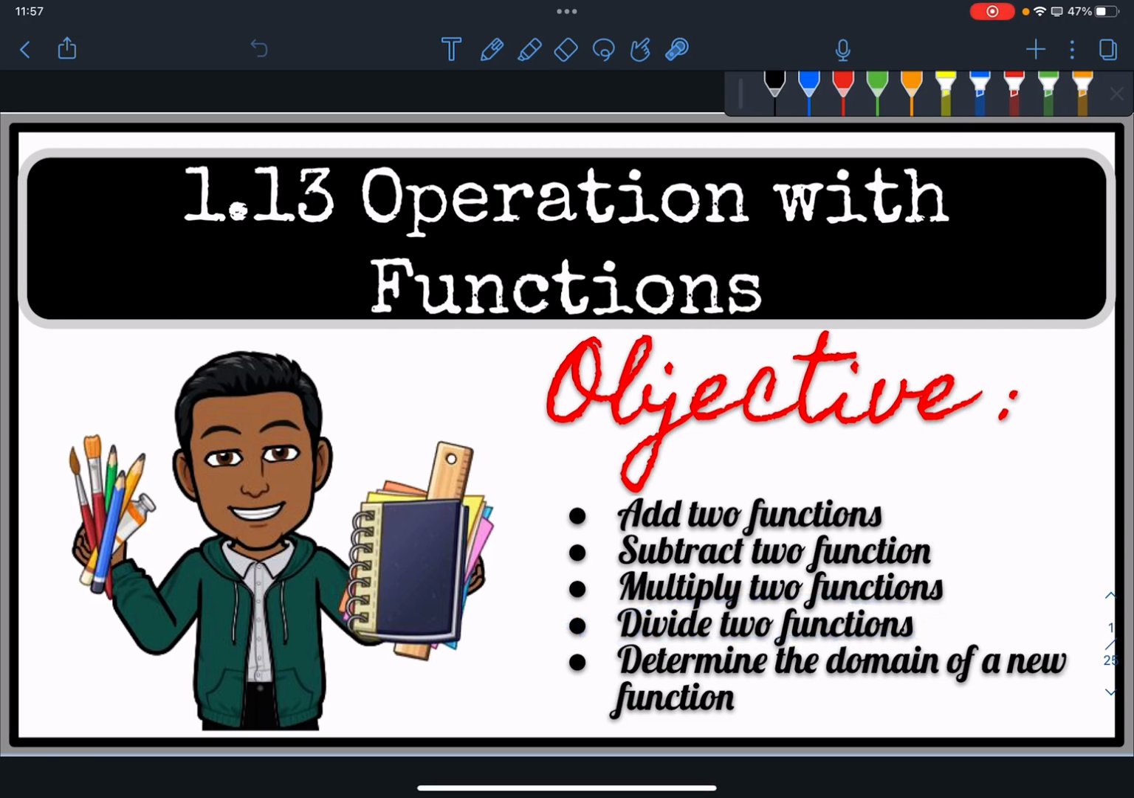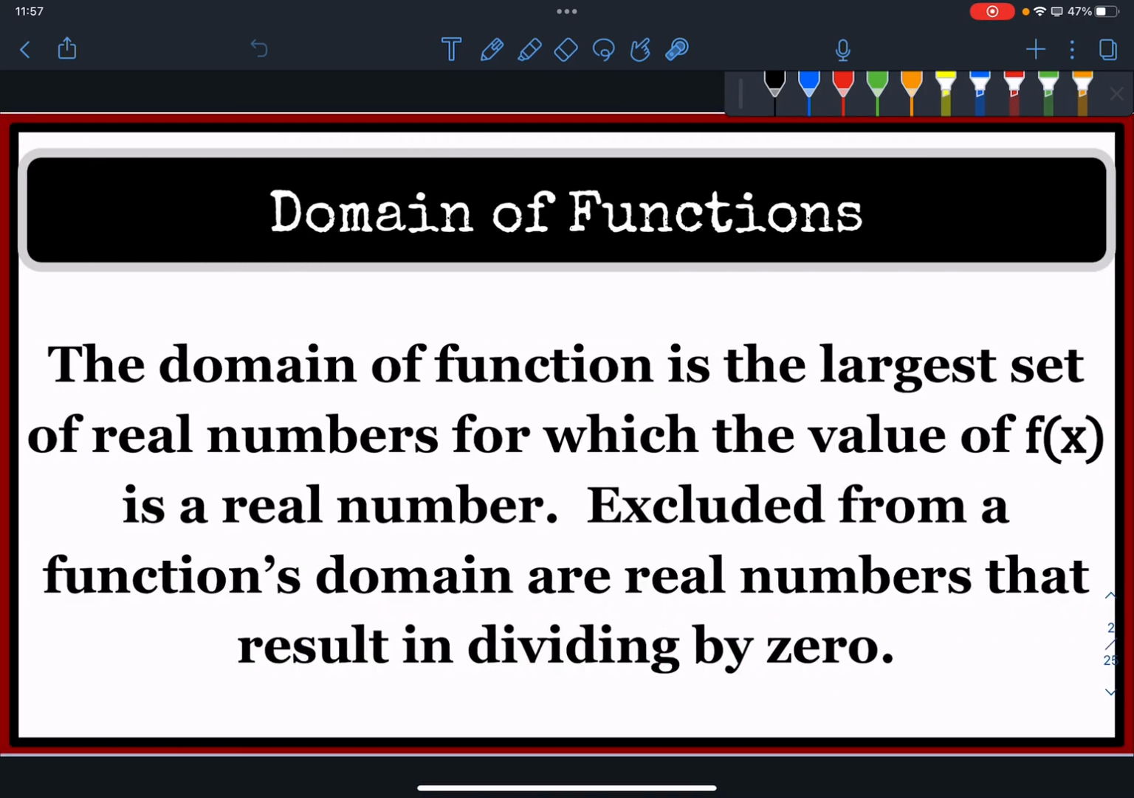So let's start by first reviewing how to get the domain of a function. Remember, the domain of a function is the largest set of real numbers for which the value of f of x is going to be a real number. So you plug in a number, you get a real number out. Excluded from the function's domain are any values of x that will result in dividing by 0. In other words, any values of x for which f of x is undefinable, that we do not get a value for the y, the output value.